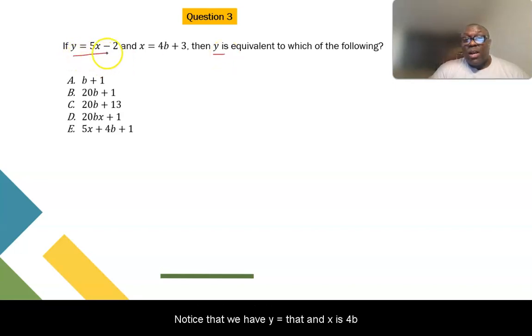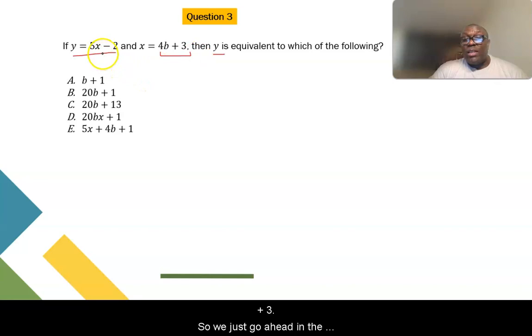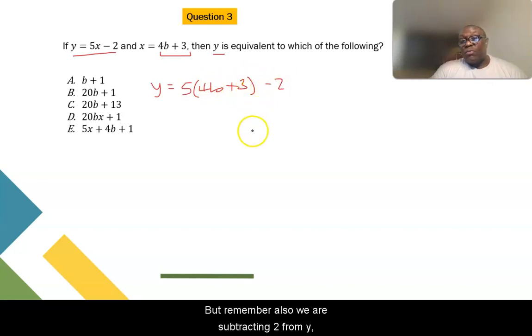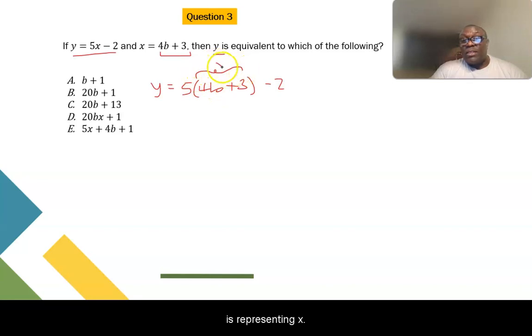Notice that we have y equals that, and x is 4b plus 3. So we just go ahead in the first equation, and instead of writing 5x, we write 5 times x. We know it is 4b plus 3. But remember also, we are subtracting 2 from y. So notice that this one here is representing x. So we go ahead and solve this.